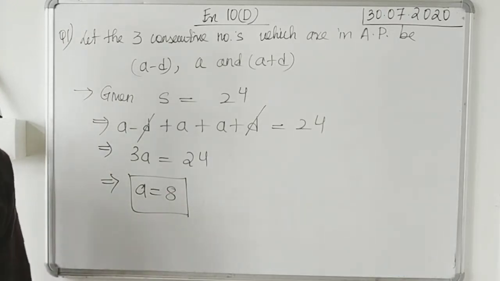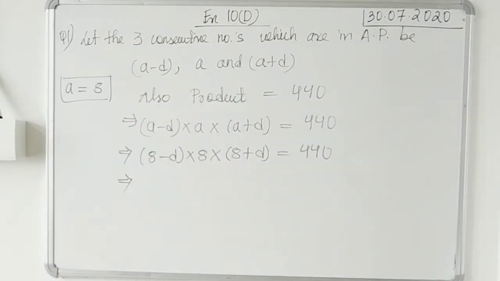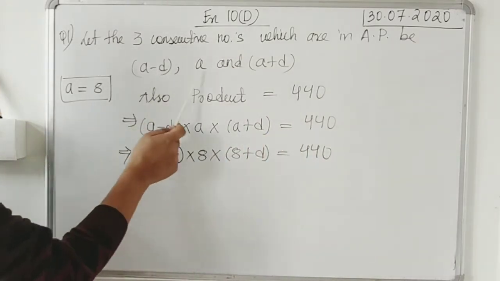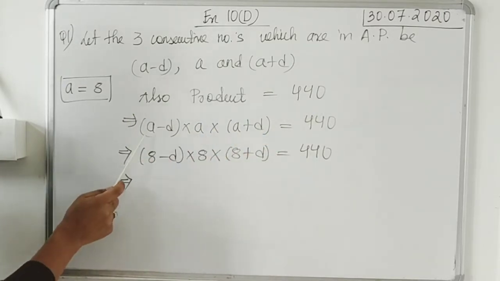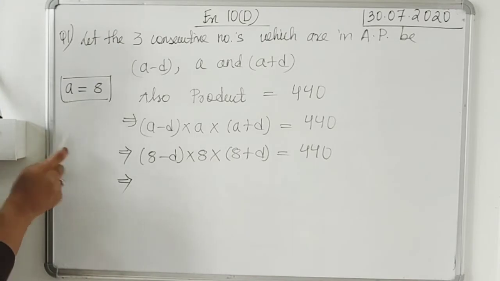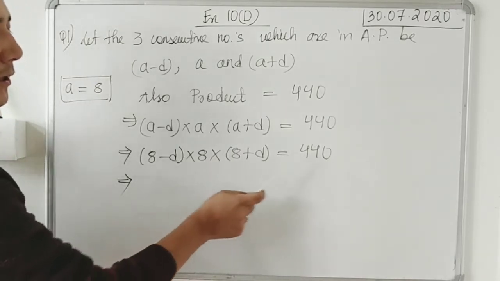Now the next condition given to us is the product. The product is 440. Product of what? Product of these 3 numbers as well, isn't it? So this into this into this is equal to 440, which means A minus D into A into A plus D is 440. We got the value for A, so put the value for A: 8 minus D into 8 into 8 plus D is equal to 440.